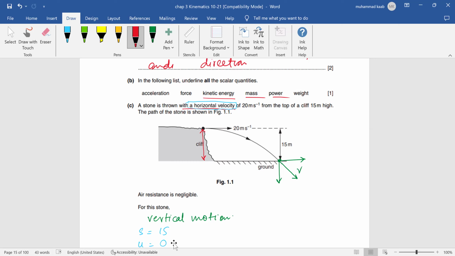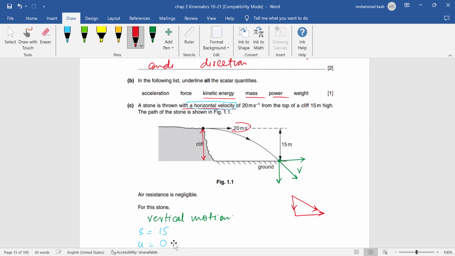The Pythagoras theorem. Because if you just draw the vector triangle, it will be a right angle triangle. Clear? Ibrahim, are you following? Yes, sir. Perfect.